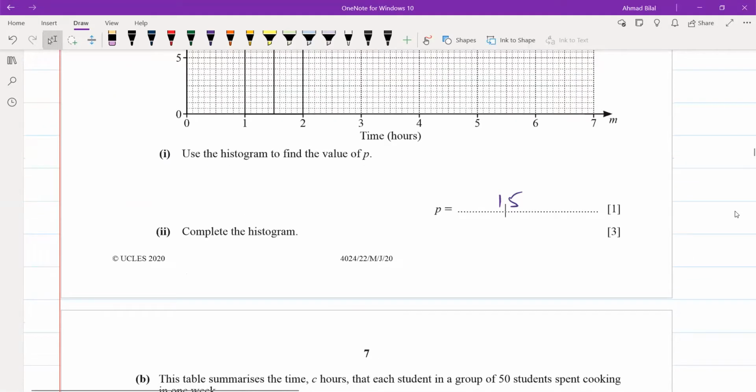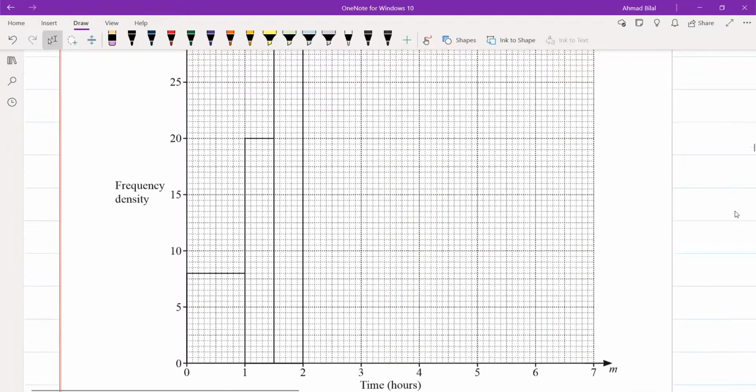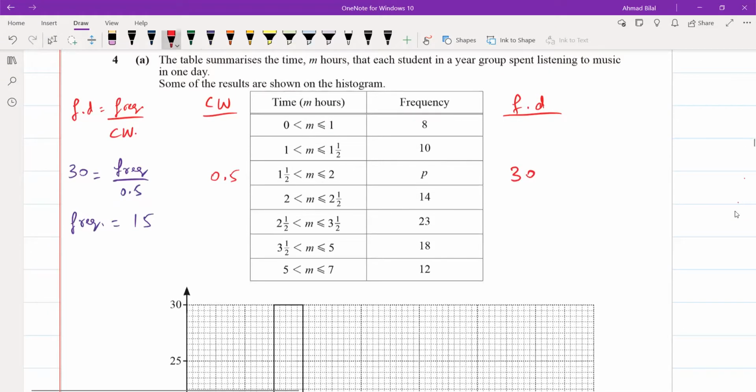Let's look at the next part. It says complete the histogram. ठीक है, आपको पहले सिर्फ first 3 intervals का दिया हुआ है, बाकी आपको complete करना है. So what do you do for that?